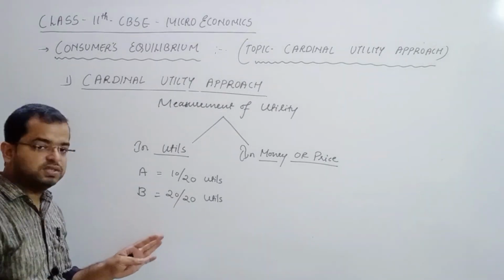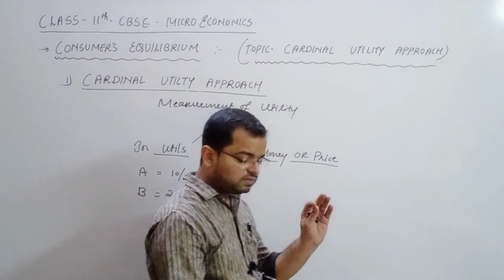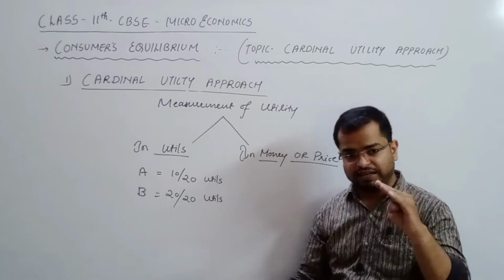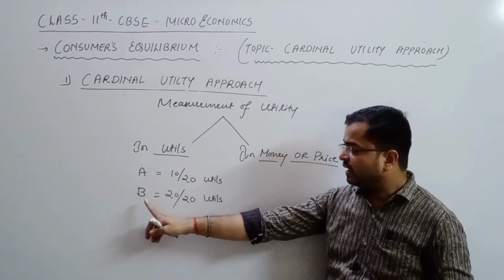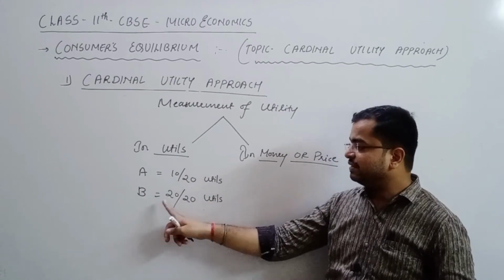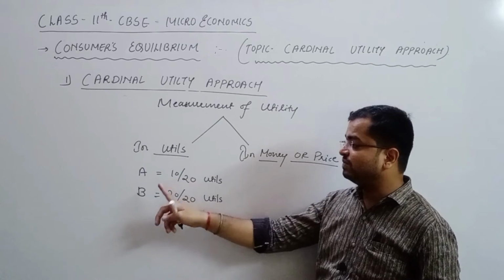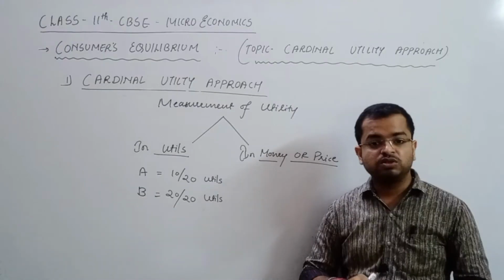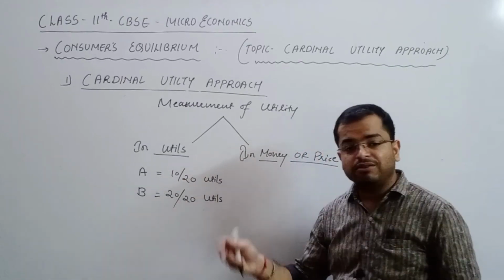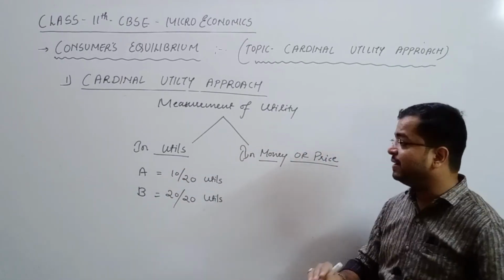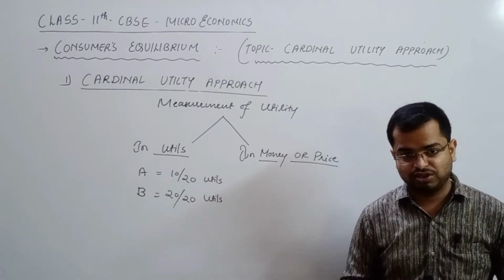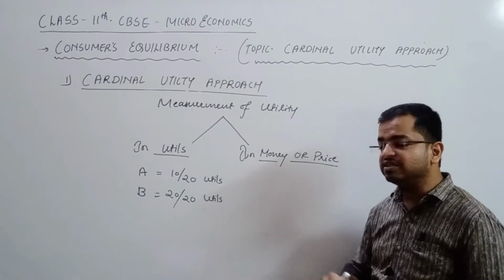So here the calculation is very simple. I am getting 10 utils out of 20 for product A. It means I am getting less satisfaction from product A, and by utilizing product B, I am getting 20 utils out of 20. That means I get a higher satisfaction level from product B. So it is very clear that the utility derived from product B is more than the utility derived from product A, on the basis of this measurement of utils.